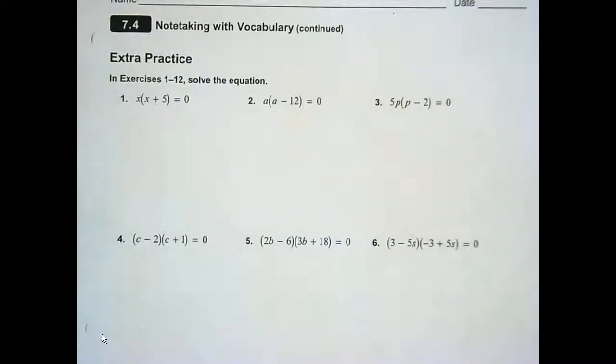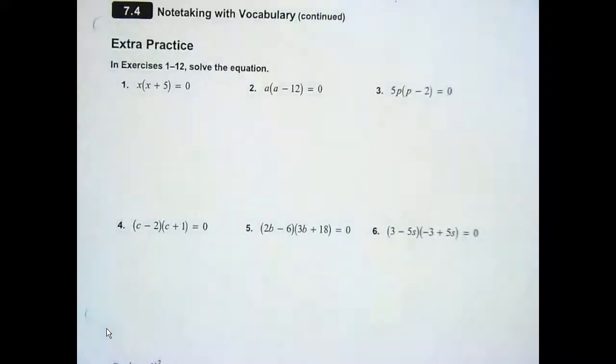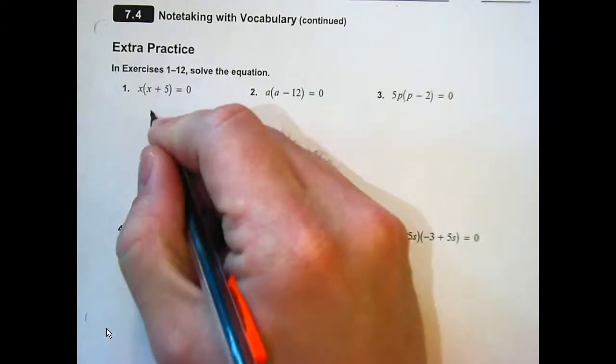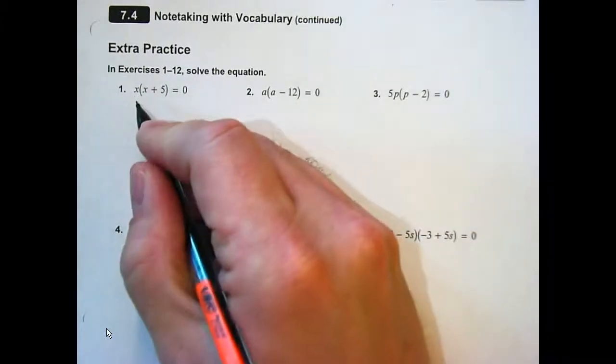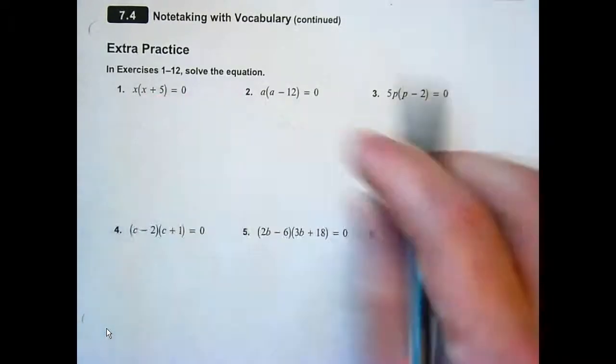Why don't you take a look at page 222. So what do you guys think on number 1? X is 0. X is 0? Yeah. Everyone agree with that? Yeah. Okay. What two things are you multiplying together?